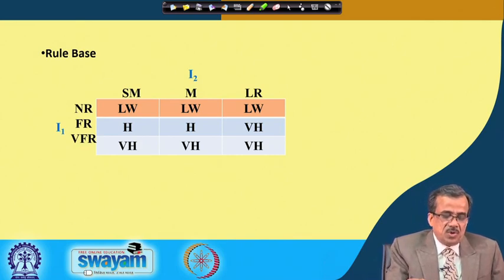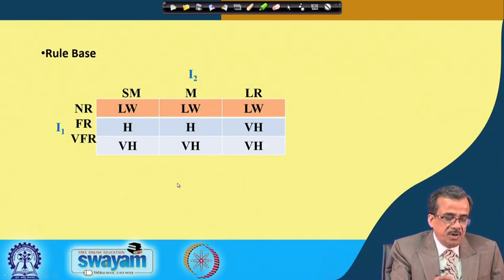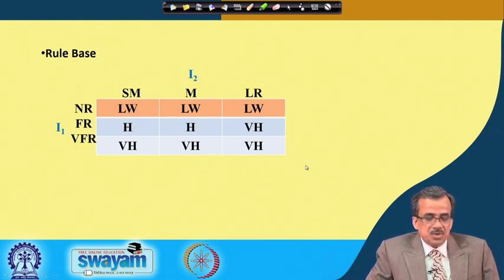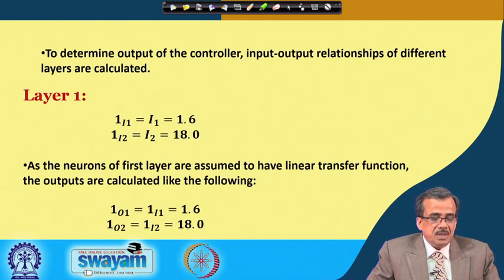Now, this table shows those 9 rules. The rules are as follows. If I1 is near and I2 is small, then the output is low and so on. So, here we have got 9 rules, and as we discussed, out of these 9 rules, only 4 are going to be fired.